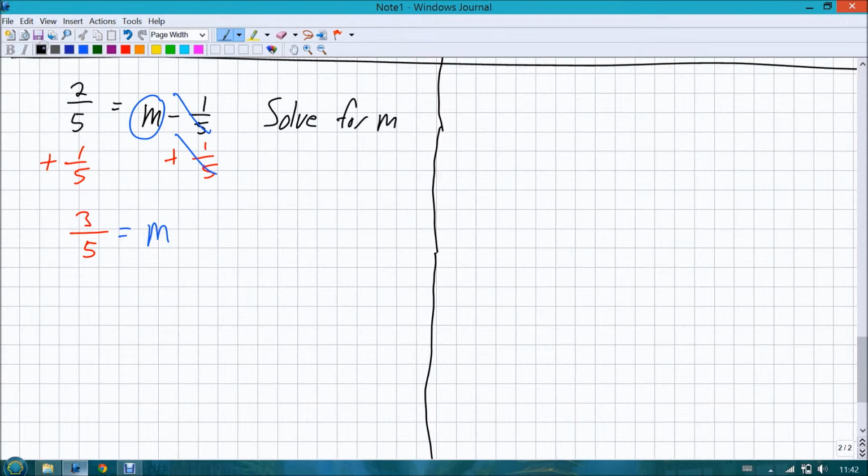Now, have we solved? Well, in the previous example, I'm going to use pink for the previous example, we said that x was equal to 14. Note that the x was on the left. This time the thing I'm solving for is on the right. Is that going to make a difference?